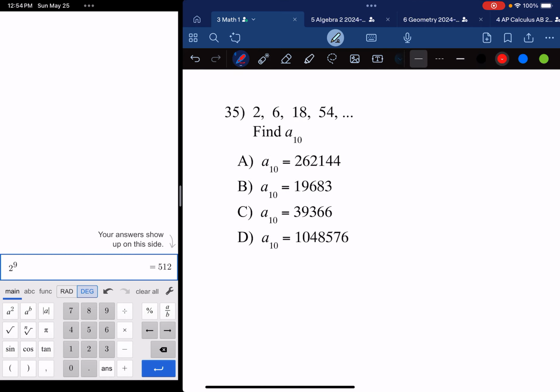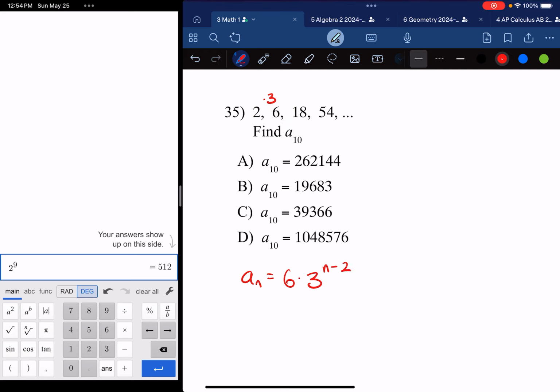So I'm going to set up my formula. I'm going to say that a sub n is equal to, okay, I'm going to randomly choose that one. I'm going to say 6 times, okay, what am I multiplying by each time? Well, to get from 2 to 6, I'm multiplying by 3. So 3 is my base, and it's going to be n minus, okay, which term did I choose? Did I choose a first term? No, I chose a second term. So I'm going to write a 2 up here.